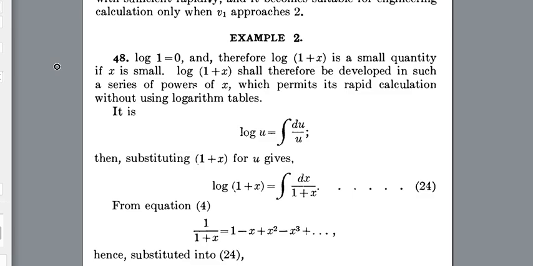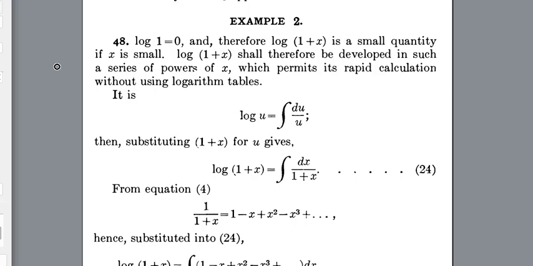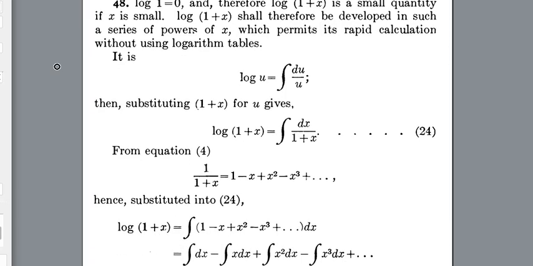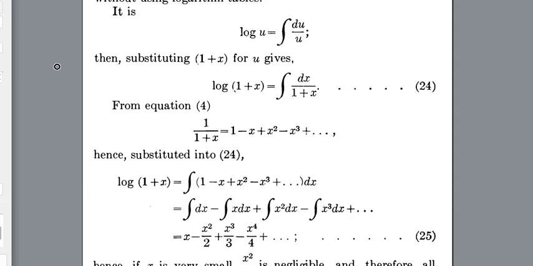It is the logarithm of u equals the integral of du divided by u. Then, substituting the quantity 1 plus x for u gives the logarithm of the quantity 1 plus x equals the integral of dx divided by the quantity 1 plus x. From equation 4, 1 divided by the quantity 1 plus x equals 1 minus x plus x squared minus x cubed, and so on.